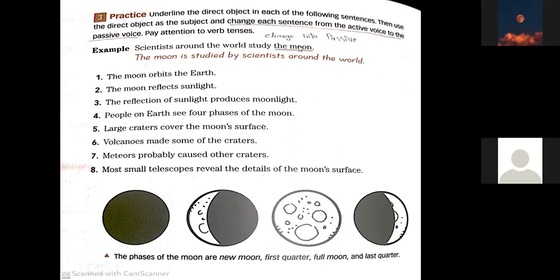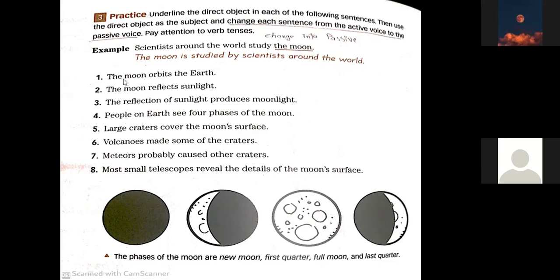Then when we change, we start with what? With the object. So the moon, we check if it's singular or plural. It's singular, so we use is plus the past participle of the main verb study. It will be is studied. Then we use the agent because the subject here is known, so we can say by scientists around the world.